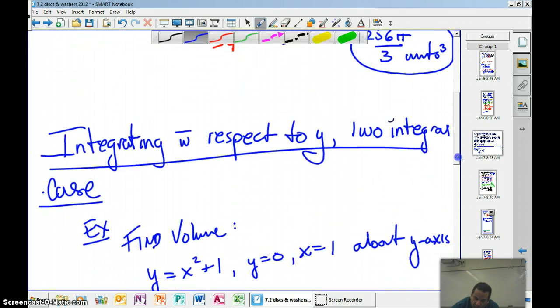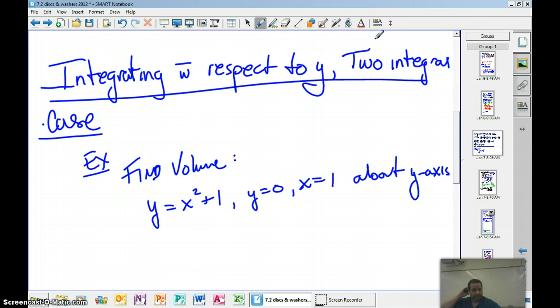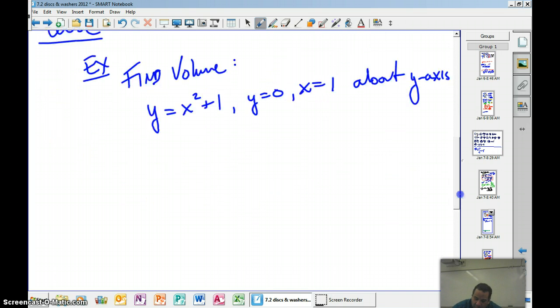What I want you to try, we have one more to do here, and this is a special case. You don't see this very often. You may never see this again, but I would be remiss without showing it to you. It's integrating with respect to y. You know what? Better yet, I'm not going to confuse you. Let's stick with washers and discs, and let's get some homework going.